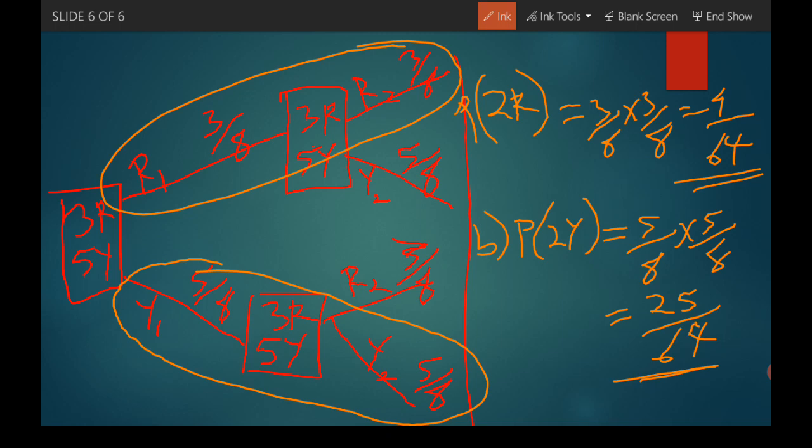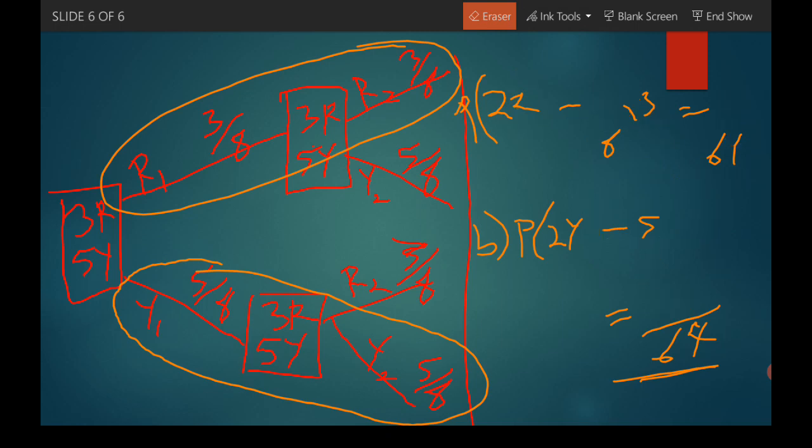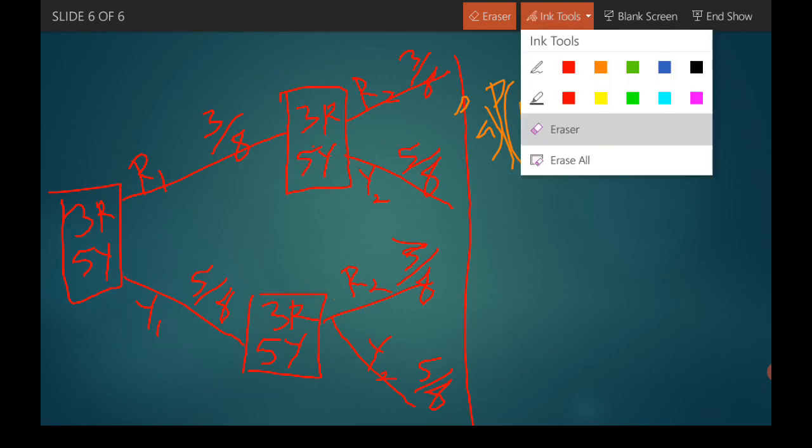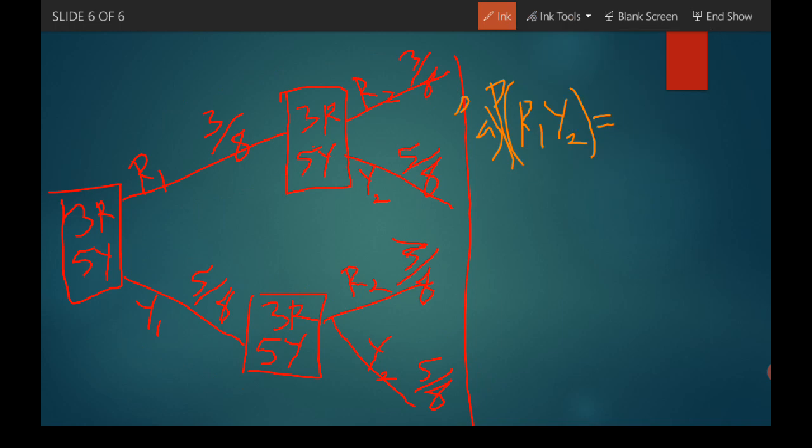And then part C, what is the probability? Please, you can pause and try to replay again. Part C, find the probability of the first being red and the second being yellow. Red first, yellow second. What is that probability? I can show you the path here. The path is like this. In case you want to pick out the first being red and the second being yellow, that is the order.